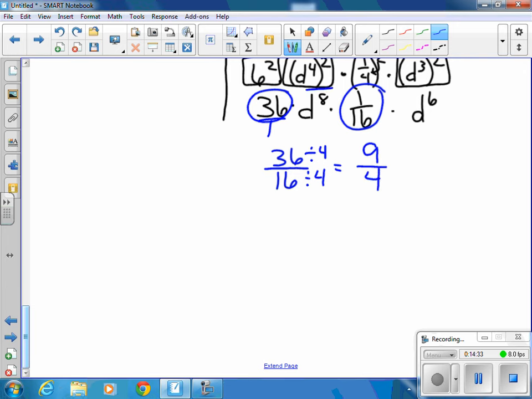Then we can put our d's together. We have d to the 8th and d to the 6th. There's no reason to keep them separated, so we combine them. 8 plus 6 gives you 14. This is your final answer.